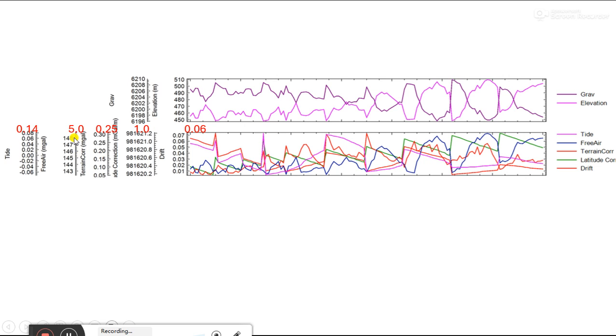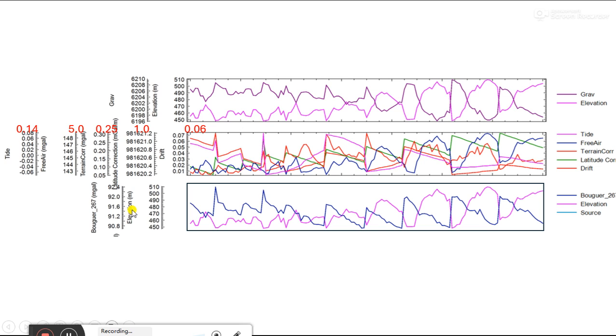And then we go on here to our free air correction, and it is much bigger. So you can see it's 5 milligauss. In this correction, the free air is actually the largest correction of all. And then looking at the next step, I just plotted up Bouguer versus elevation.